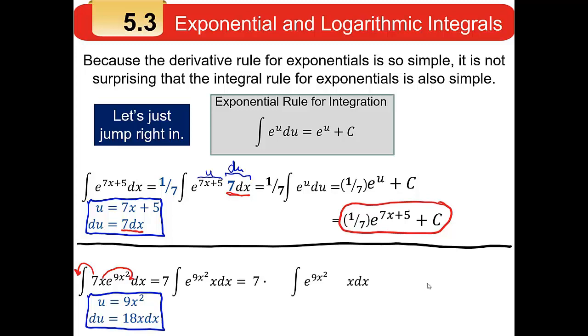But I'm still missing an 18. So I'm sort of leaving room here. I know I need to put an 18 in there by the x dx. I can do that as long as I put a 1/18 on the outside, which will eventually get multiplied by that 7.